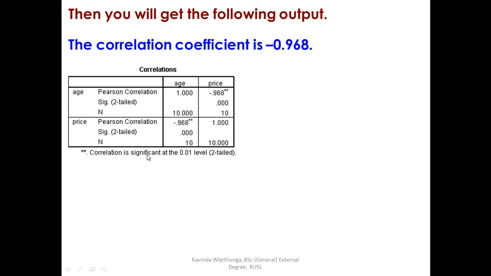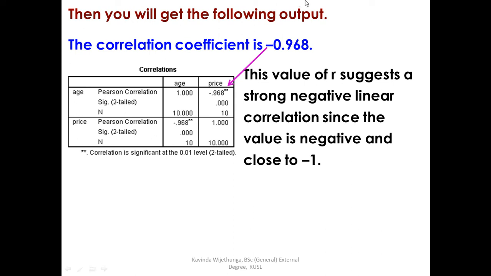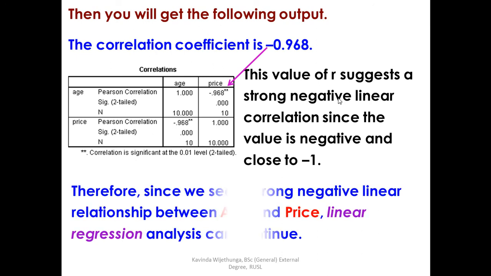Correlation is significant at the 0.01 level, two-tailed. So you know that if it is a minus, this is somewhat closer to -1. It means a strongly negative correlation between these two, right? So the value of R, the correlation coefficient, suggests a strong negative linear correlation between the values, and it is close to -1. Therefore, since we see a strong negative linear relationship between age and the price, linear regression analysis can be continued, right?